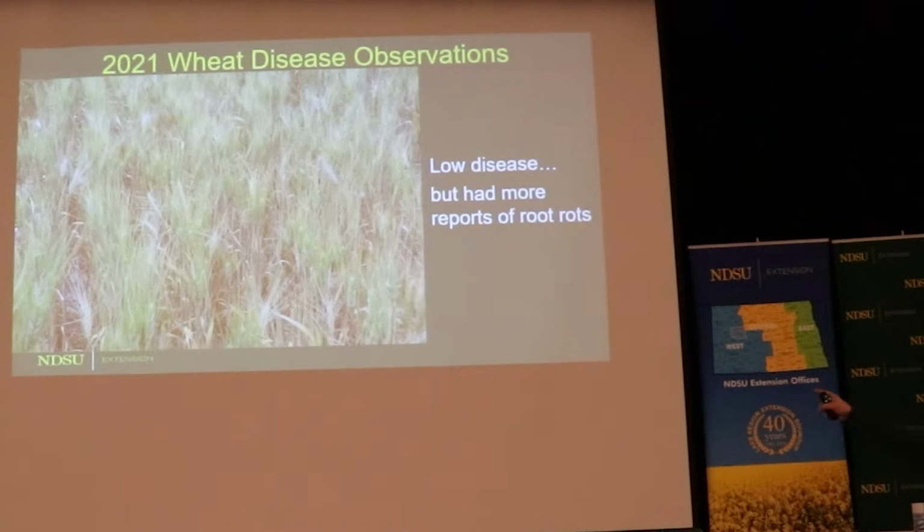So the first one I'm going to talk about is, what did we see in 2021? Well, it was a pretty boring year for me in my office. That's good. That means we didn't have much wheat disease. But the bad side means that we might have had some yield problems too. But there's one disease that I did get a few questions on, either text messages, photos in my email, and this was something called root rots.